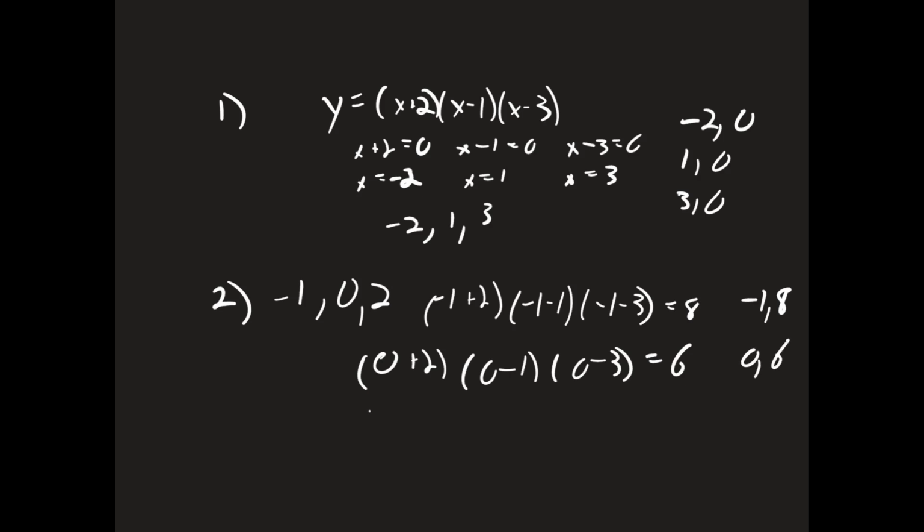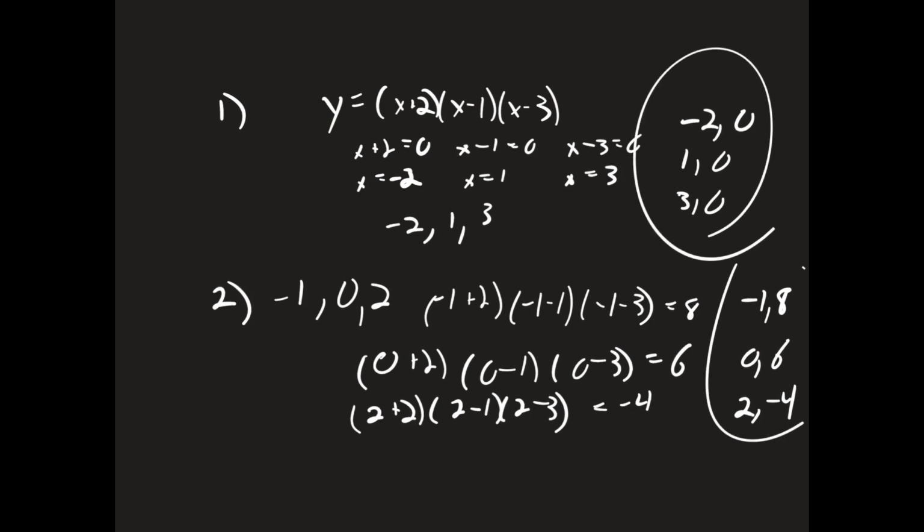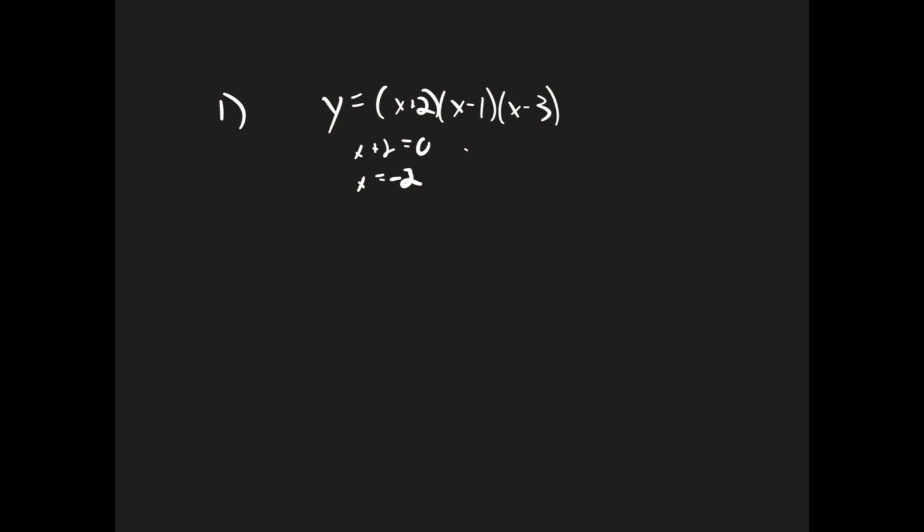Then I do it for the 2. 2 plus 2 times 2 minus 1 times 2 minus 3. So 4, 1, and negative 1. So I have negative 4 for that one. So I have another point of 2, negative 4. Okay, so now I have 6 different points. I have these 3 here, and I have these 3 here.